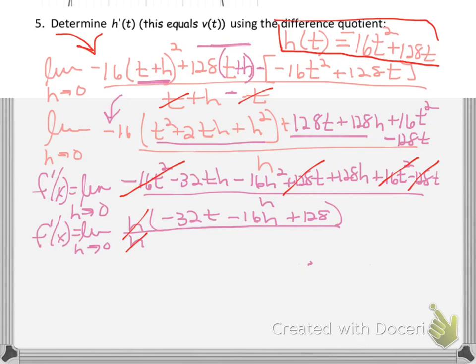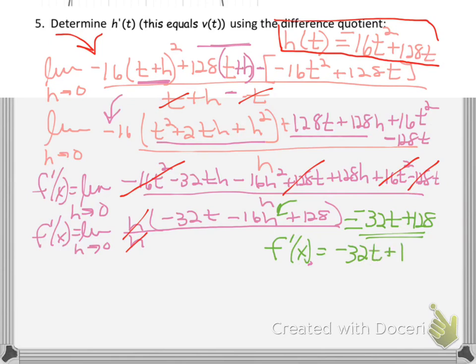So I'm going to say equals over here. So equals, and take your limit, which means put your 0 in here. This term falls away, and my limit ends up being negative 32t plus 128. So what is that? That is f prime of x. So that is the generic equation of any tangent line drawn to our Adrian rocket graph. We're going to use this in the next slide to determine the velocity at different points.